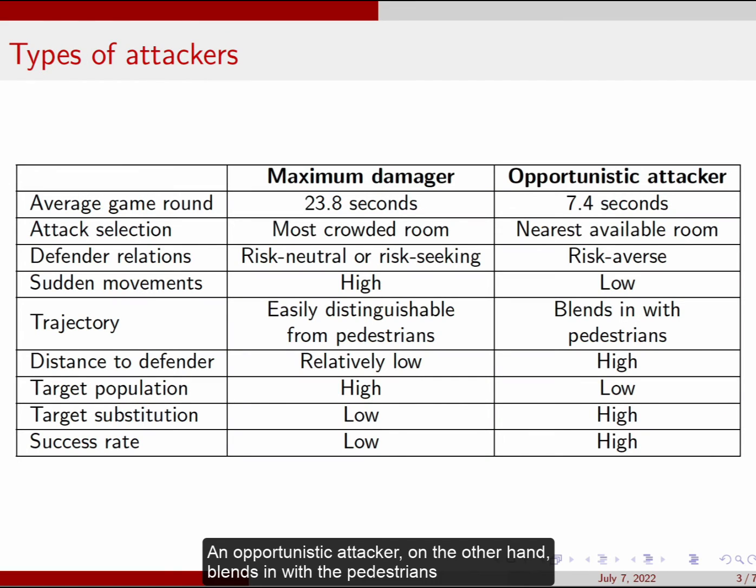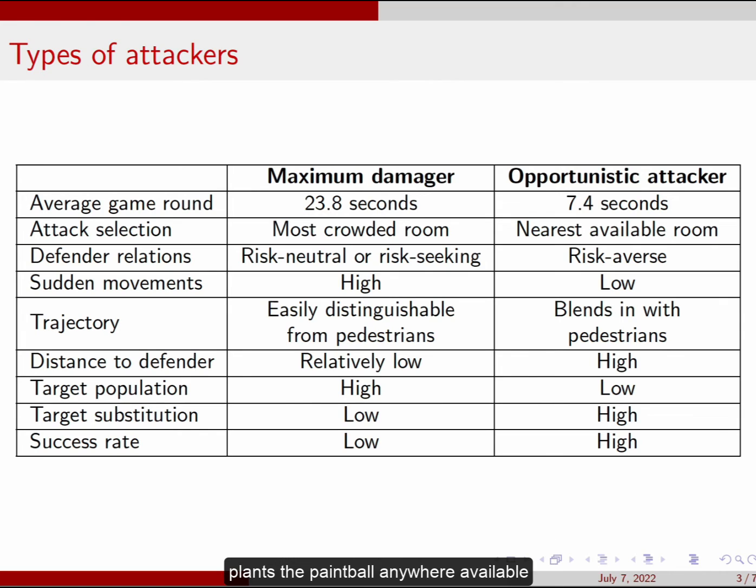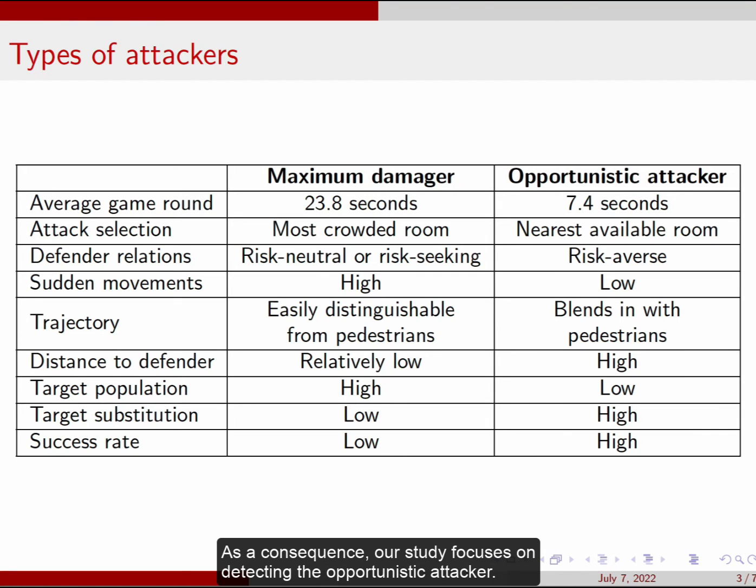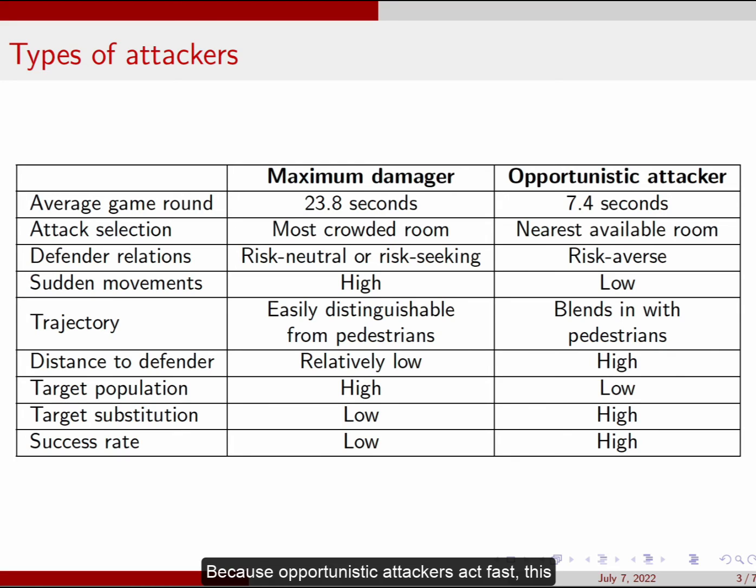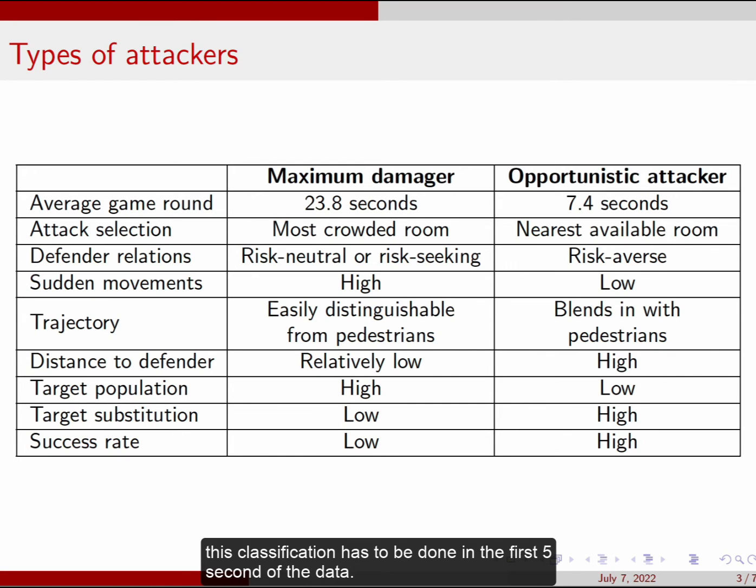The opportunistic attacker, on the other hand, blends in with the pedestrians and plants the paintball anywhere available that is far from the defenders. As a consequence, our study focuses on detecting the opportunistic attacker. Because opportunistic attackers act fast, this classification has to be done in the first 5 seconds of data.